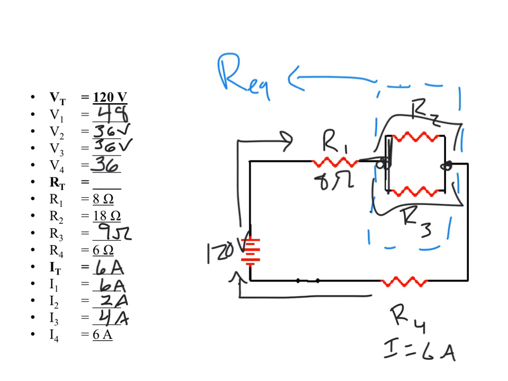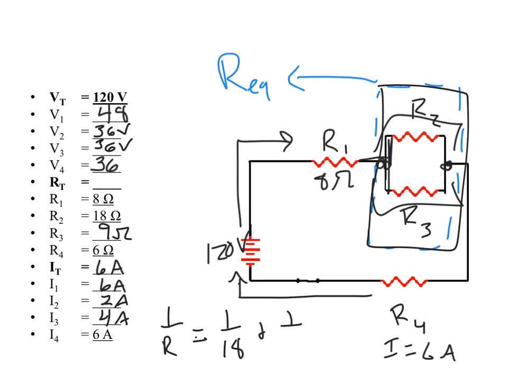So now we need to do the equivalent resistance. Before I can do the equivalent resistance, I have to find the equivalent resistance of that section. So I'm going to do 1 over R equals 1 over R2, which was 18, plus 1 over R3, which was 9, or I can rewrite that as 2/18. So this becomes 3 over 18, and that's 1 over R. So I'm going to flip that and make it 18 over 3, which is 6. So the equivalent resistance there is 6.